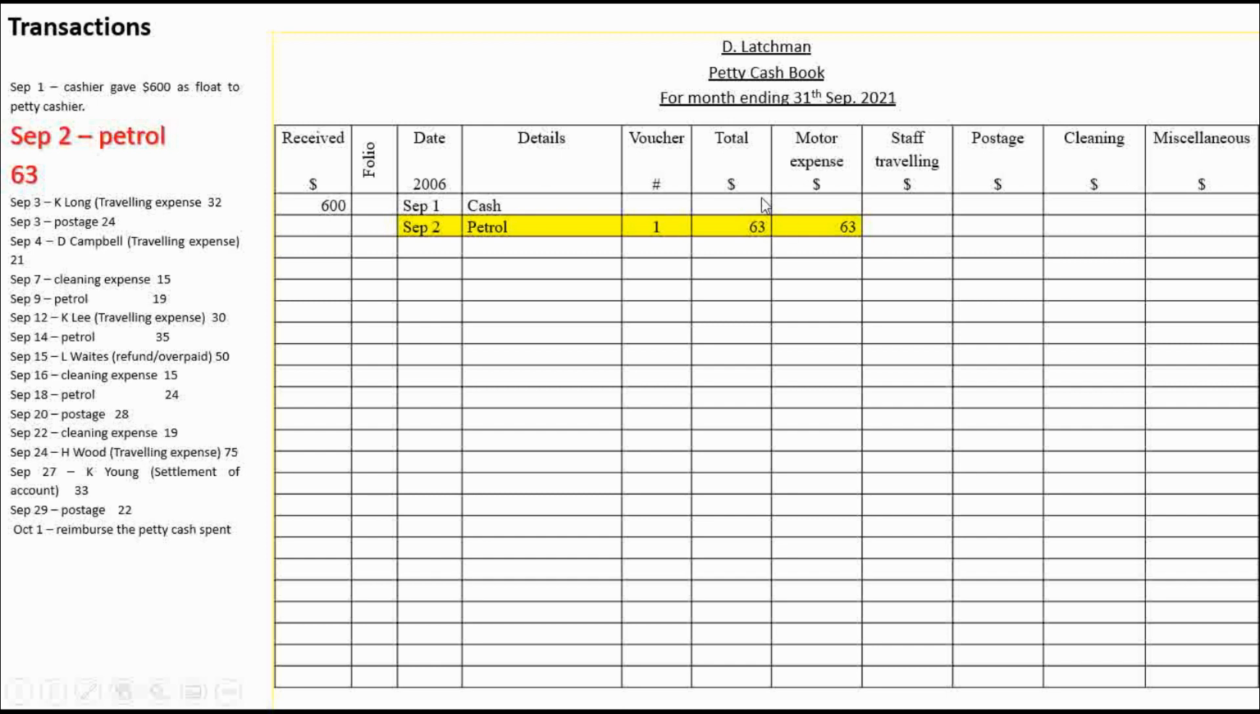Then we're going to look to see which column our transaction falls best in. We have here motor expense, staff traveling, postage, cleaning, and miscellaneous. In this case, motor expense best fits the petrol transaction.